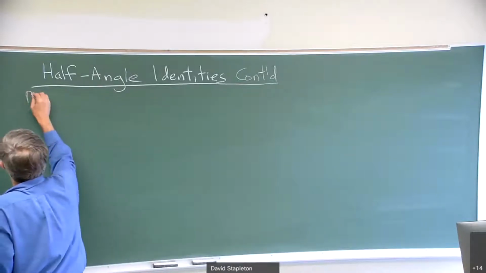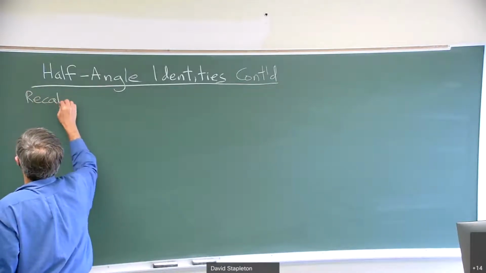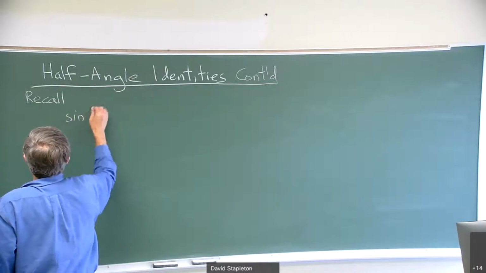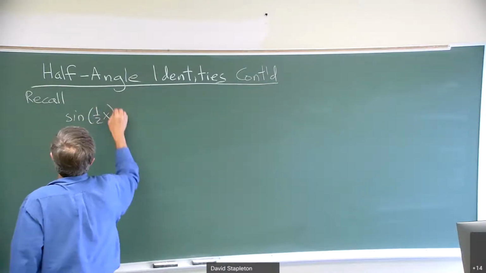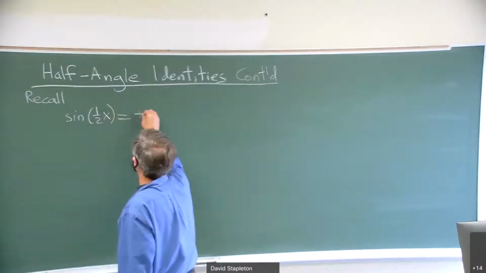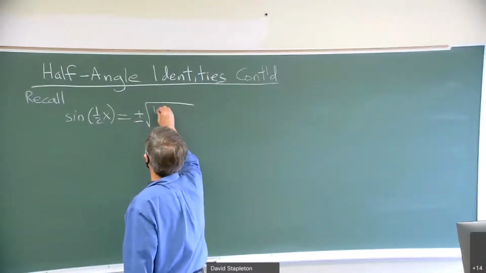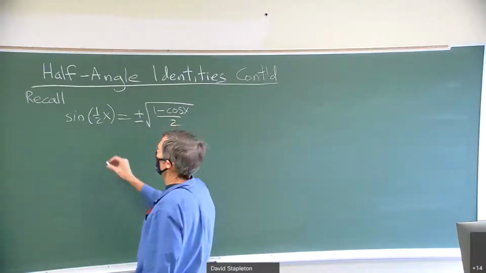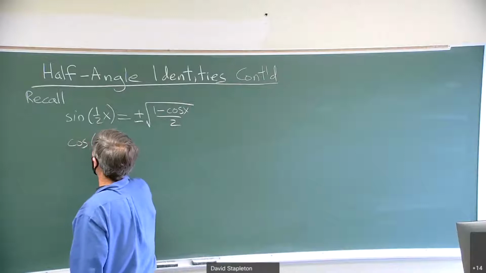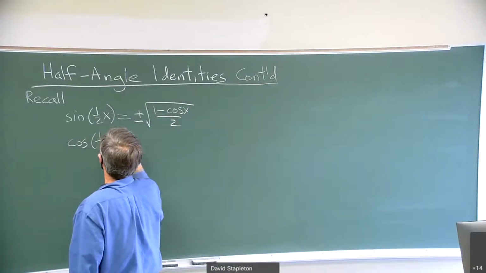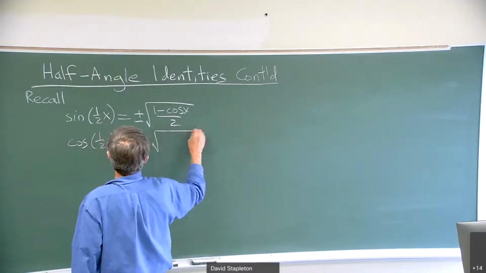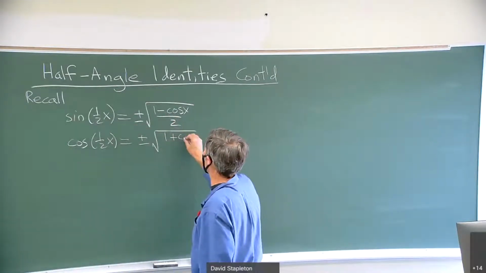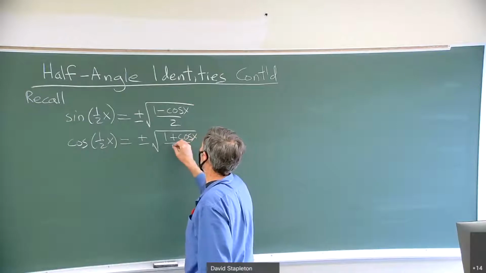And we'll say, recall these half angle identities. These are ones you should memorize, right? You should have that the sine of 1/2 an angle is equal to plus or minus the square root of 1 minus the cosine of the whole angle over 2. And then the cosine of half an angle is plus or minus the same thing, except with this minus replaced with a plus. It's plus or minus square root of 1 plus cosine x over 2.